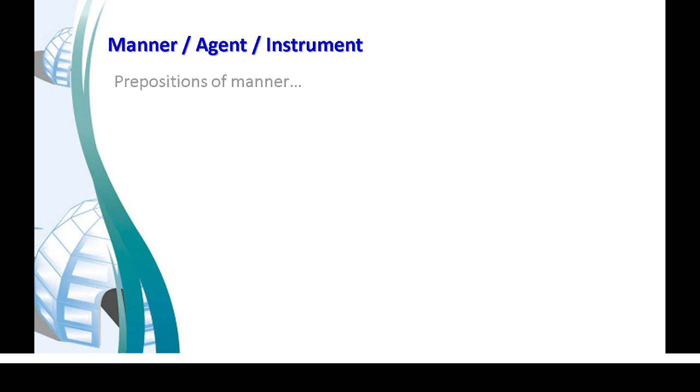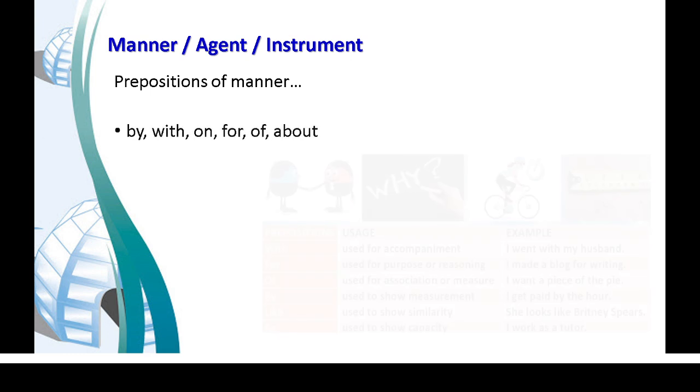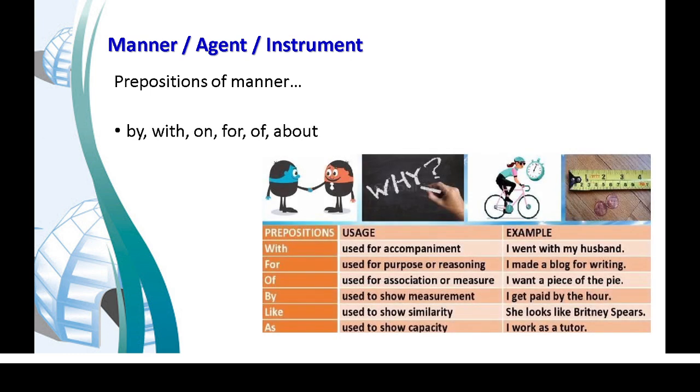From this slide, we can see the prepositions of manner, agent or instrument. We can use by, with, on, for, of, about to tell about manner, agent and instrument.